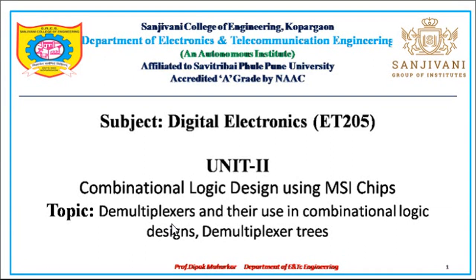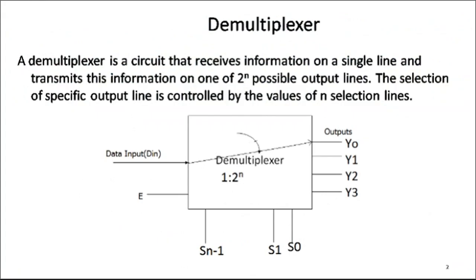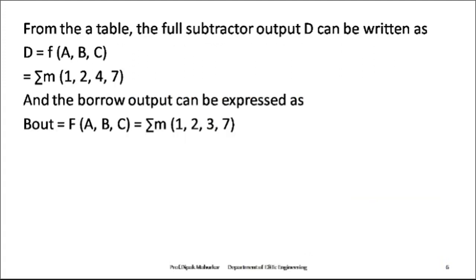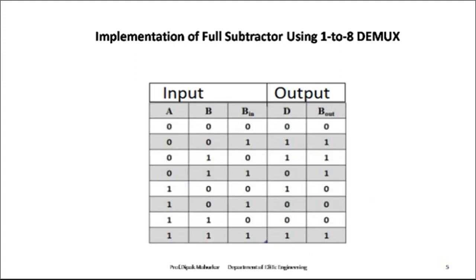Hello student. In the previous lecture we discussed the demultiplexer. Now we will take another example after the discussion of the demultiplexer. Now we will see how to implement this through a combinational logic circuit. So, implementation of a full subtractor using a 1 to 8 demultiplexer.